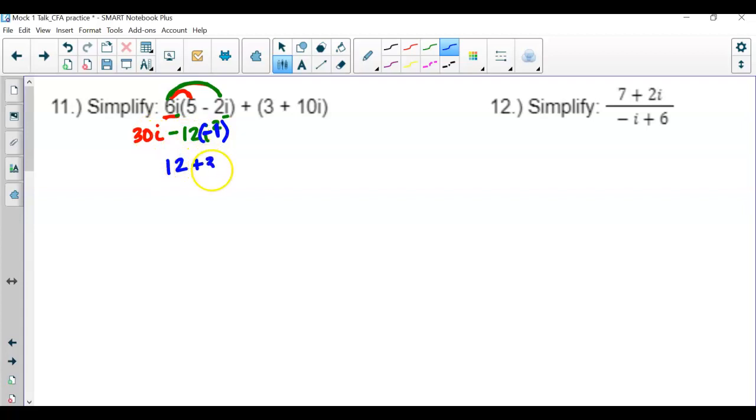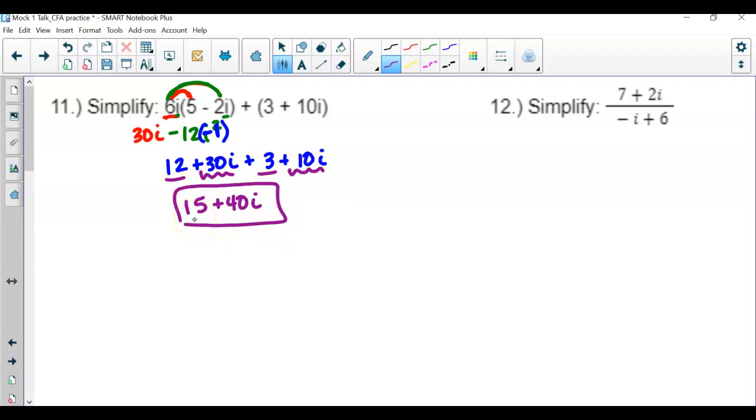So 12 plus 30i. I switched it so I could write that in standard form. Then plus 3 plus 10i. Now I can just combine my like terms. Here I've got 12 plus 3, which is 15, and 30i plus 10i, which is 40i.